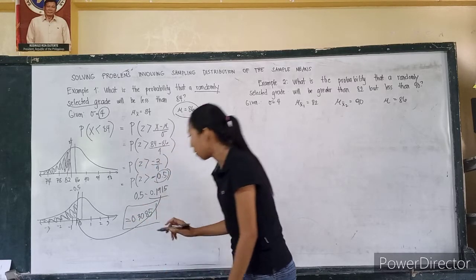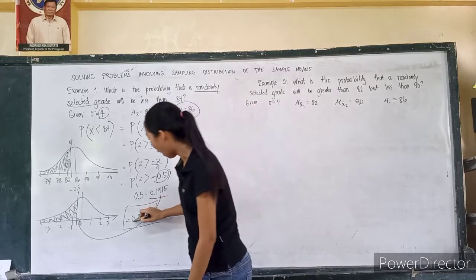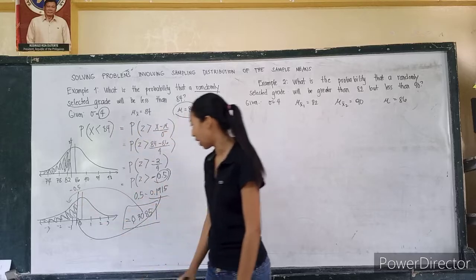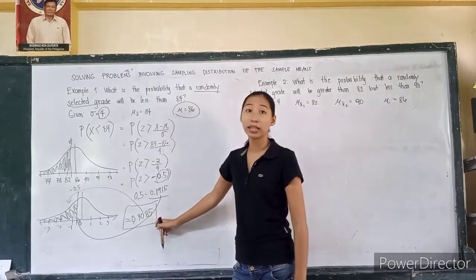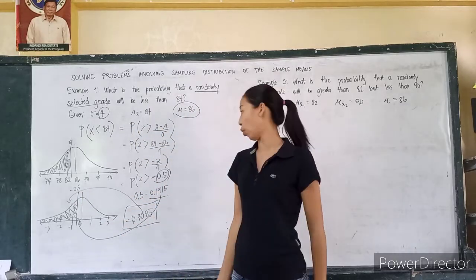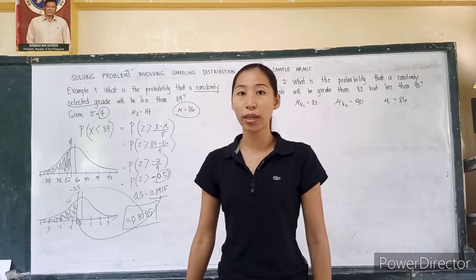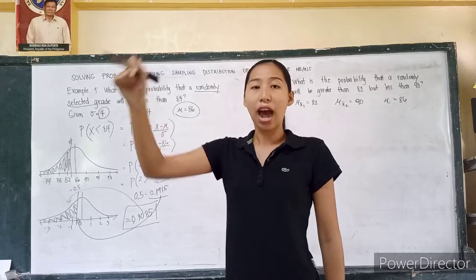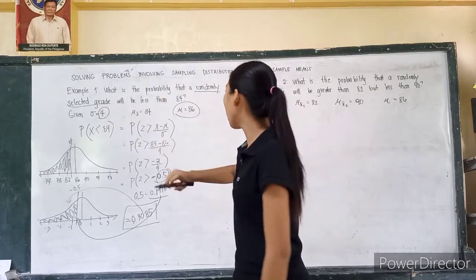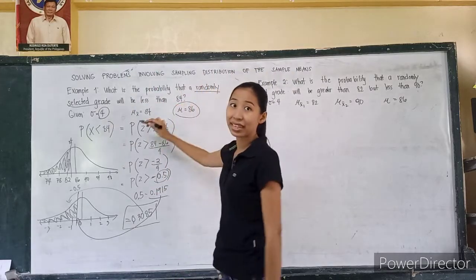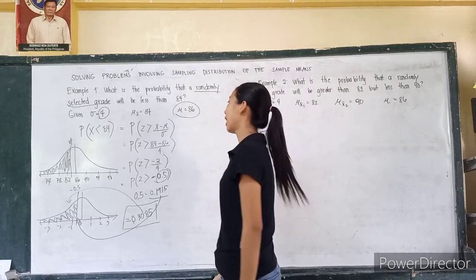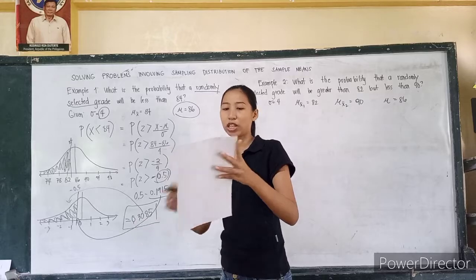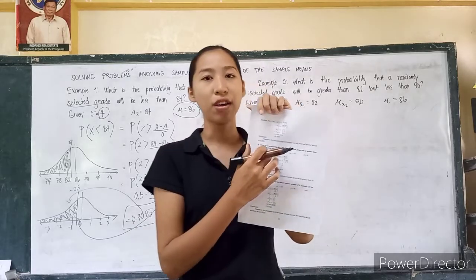This is the probability, 0.3085. So if you pick one random grade out of the population, the chance that you get less than 84 is 0.3085. That is how you solve the problem. There is also an explanation in your module.